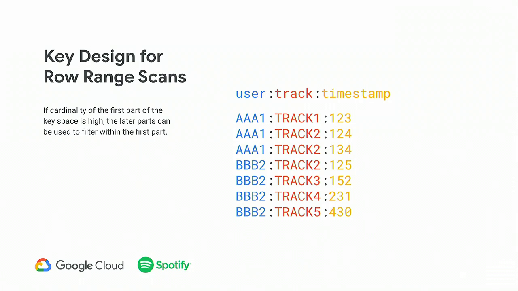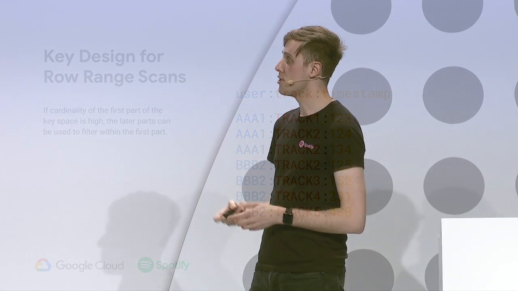And this is, what do we do if we want to know what tracks a user has listened to? So if I'm user AAA1 and I've listened to track 1 at timestamp 123, we can store that in Bigtable with a schema that looks like this. We start with AAA1, then the second part of the key is track 1, and then the timestamp encodes exactly when I listened to that.